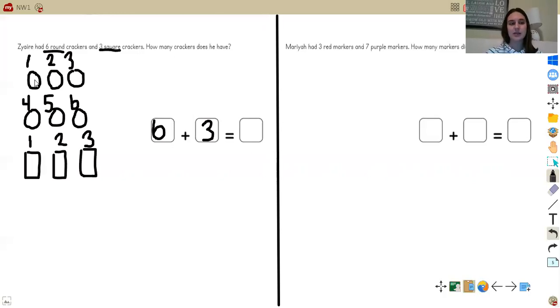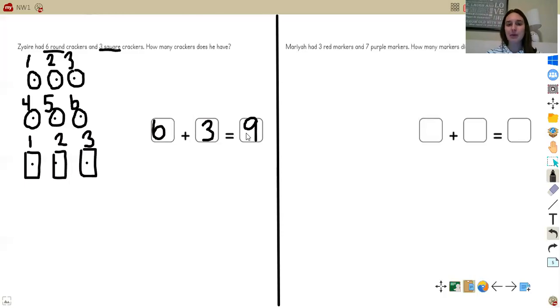Zaire has. So 1, 2, 3, 4, 5, 6, 7, 8, 9. So now I can see that the numbers 6 and 3 more make 9. So 6 and 3 more make 9, or 6 plus 3 equals 9.